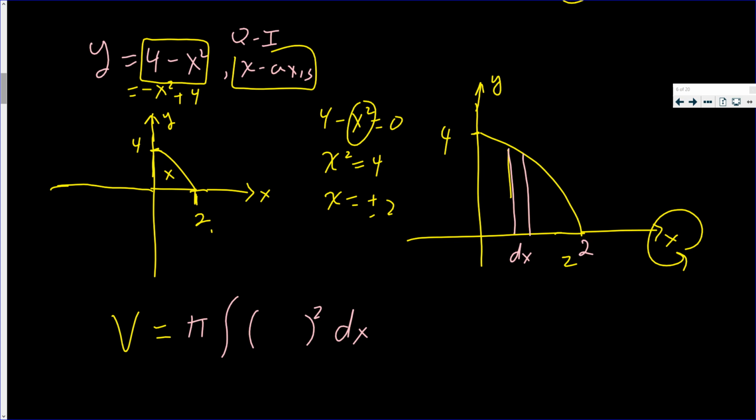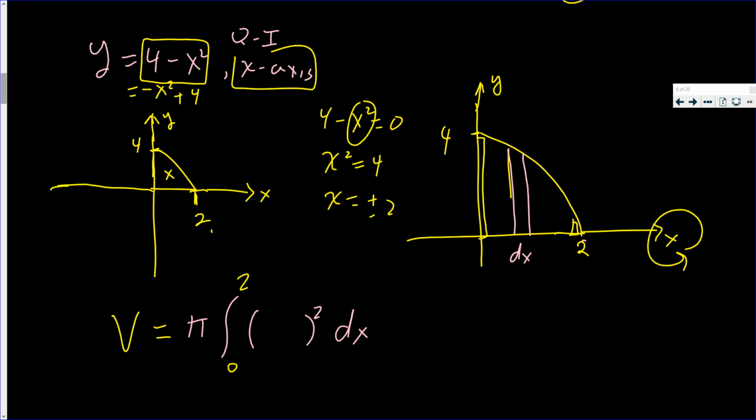The question is, what's the radius? And what's x going from? Well, the strips in quadrant 1 can go from where x is equal to 0 all the way up to x equals 2.